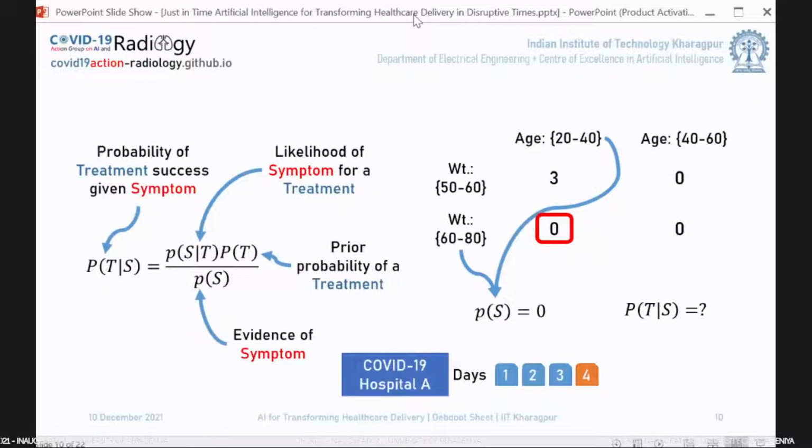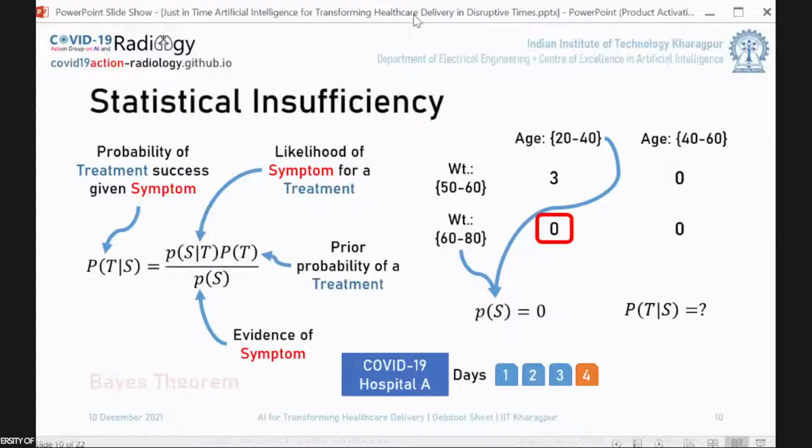As a result of which, your P of T given S, which is the probability of the outcome of this treatment given a certain symptom, is essentially what we see over here.